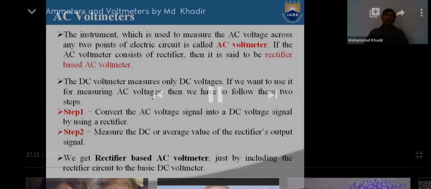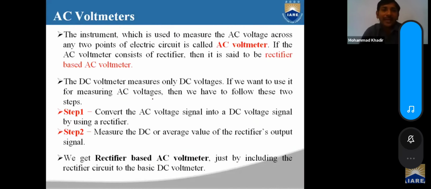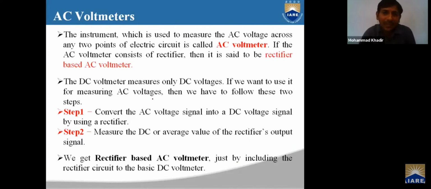Voltmeter. By the name itself, it is going to measure the AC voltage across 2 points of any electrical circuit. For any instrument, you have to measure at 2 endpoints. We have to choose 2 endpoints in a closed electric circuit, and by that we can measure our required value.